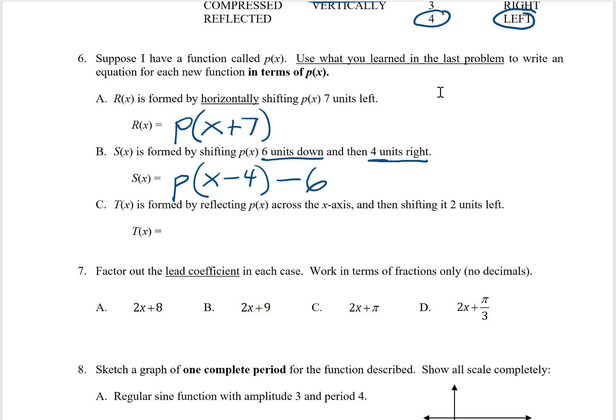Letter C, t of x, we're going to reflect p of x across the x-axis. That would be a vertical reflection, and then shift it 2 units to the left. Well, we learned about reflecting earlier. That was the one where you simply put a minus sign out in front of the function. So that'll take care of the vertical reflection. 2 units to the left, that's going to be an inside change here, changing the x itself. And again, left requires the plus. So I'll put x plus 2. The negative of p of x plus 2 would accomplish it.